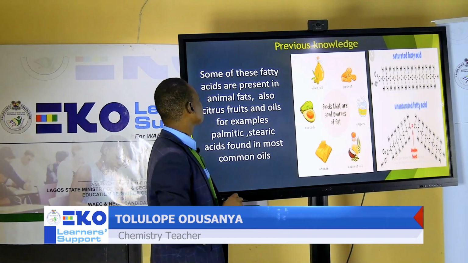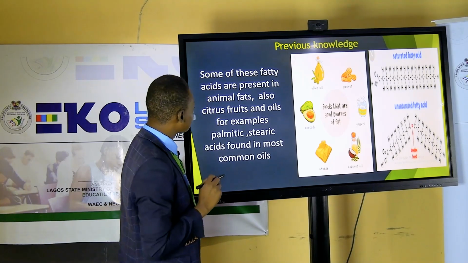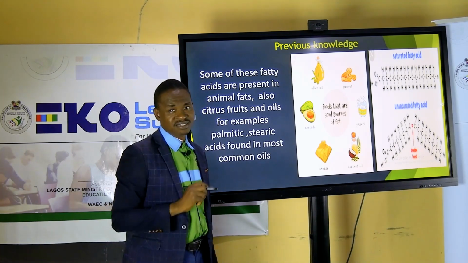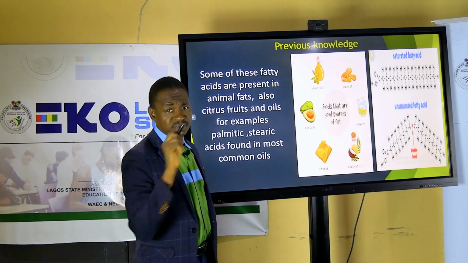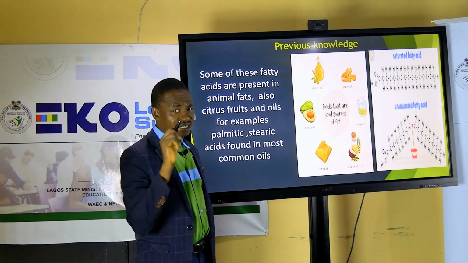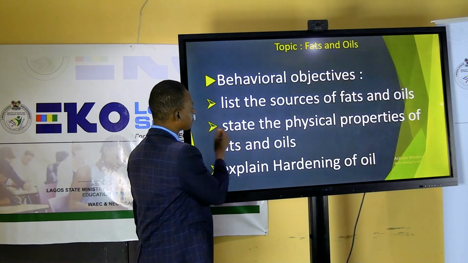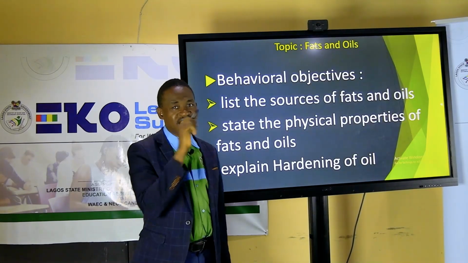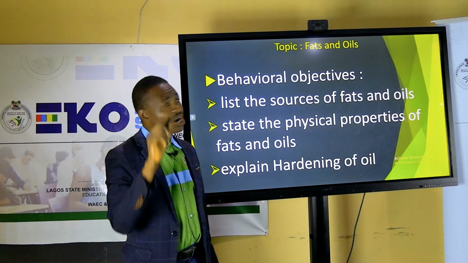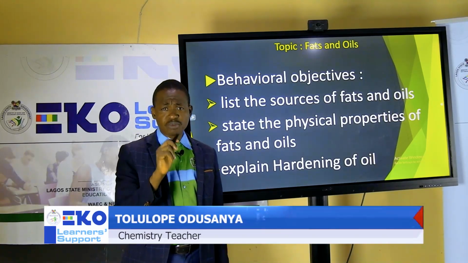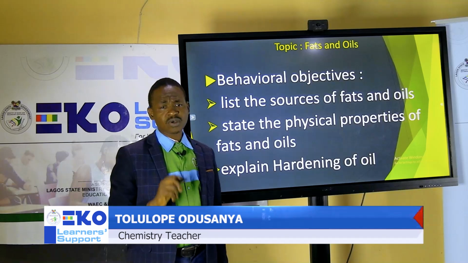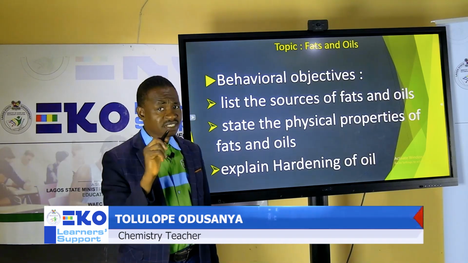Oh, good. Now, some of these fatty acids are present in animal fats. Not only in animal fats, also in what? Fruits. As rightly said before, fats and oils will be our topic for the day. So what will be our behavioral objective? What do we intend to achieve at the end of the day?